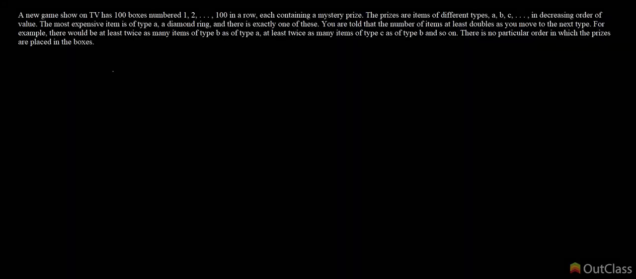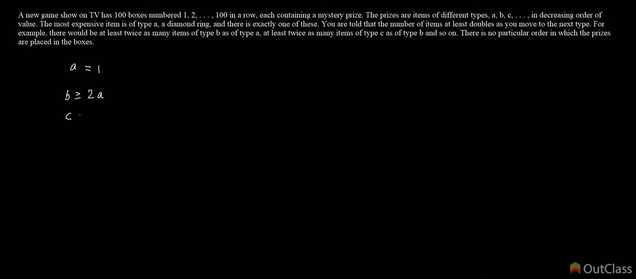So in this set we have a certain number of variables that changes according to the question we are solving, but A has a value of 1. There's exactly one diamond ring. B can have a value greater than or equal to twice of A. It has to be at least double of A, but it could be more than that. It cannot be less than that.